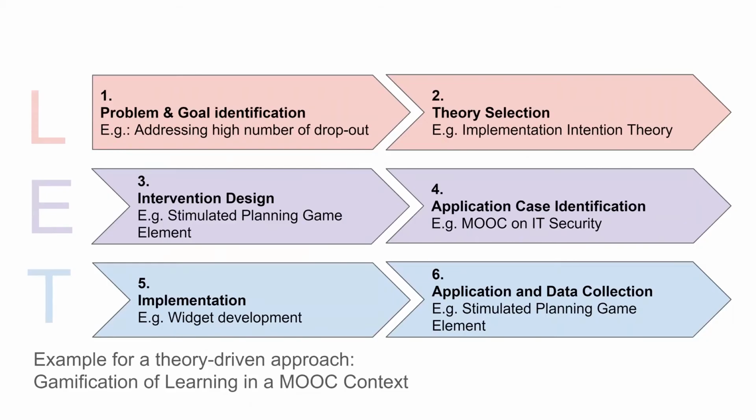A typical example for that would be, many of you will know the concept of MOOC, massive open online courses. And within these, we have typically the problem that a high number of people will drop out. They will not complete the MOOC. And there's one theory called implementation intention theory that we might think of that helps people to state their own intention and then derive a plan of how to follow that plan.